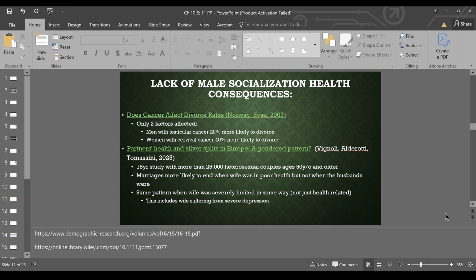Then we have this one, the lack of male socialization of health and consequences. I also have these two, which you're welcome to see with links. And then you have these at the bottom right here. You can see the links of those. I will also leave them in the description and so on. All right, so let's see the next one.